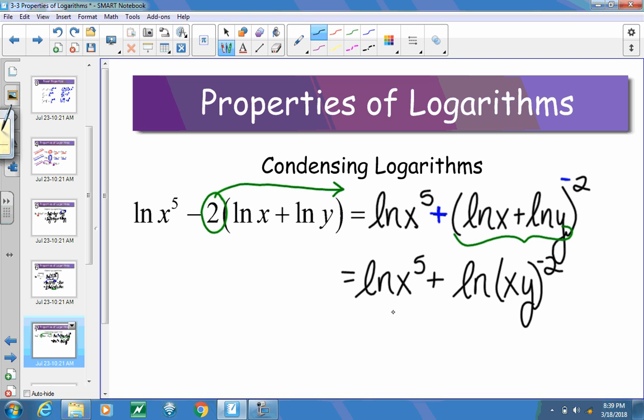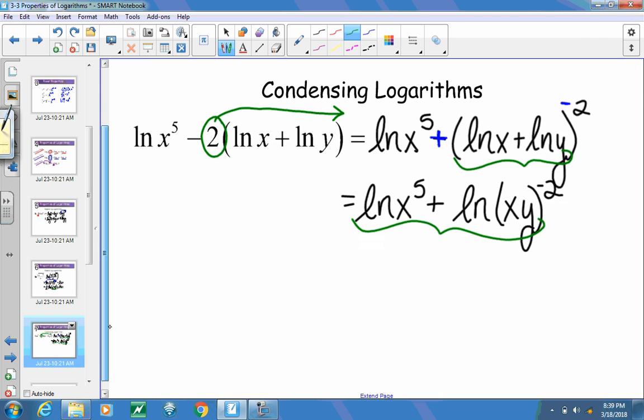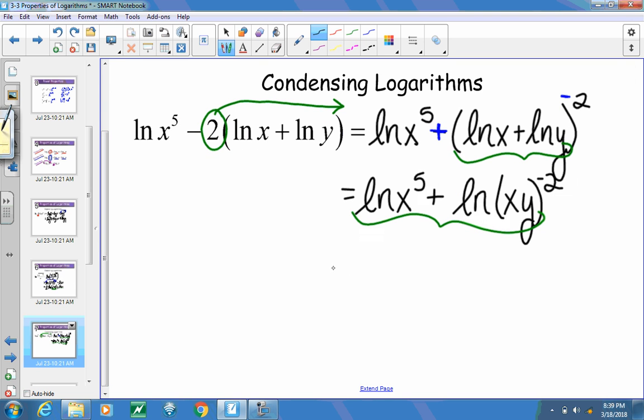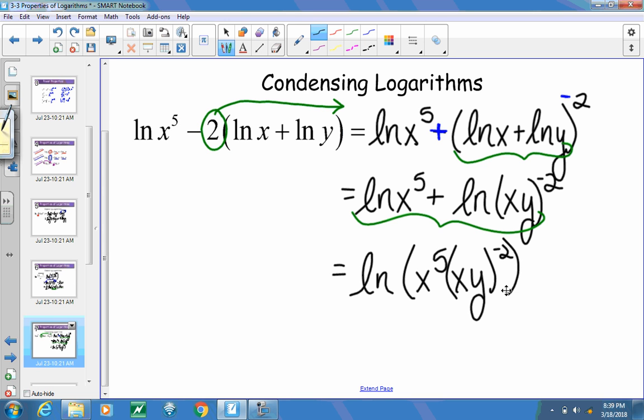And then lastly, since I'm adding these natural logarithms together, I can go ahead and do that working with the product property as well. So I can have the natural log of x to the 5th times the quantity of xy to the power of -2. And I could go ahead and simplify even within here.